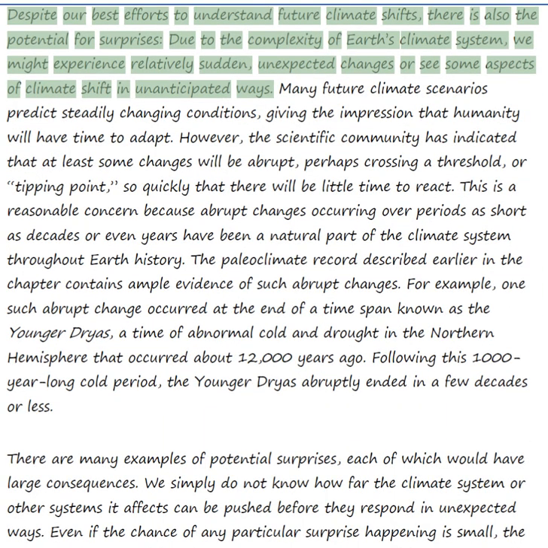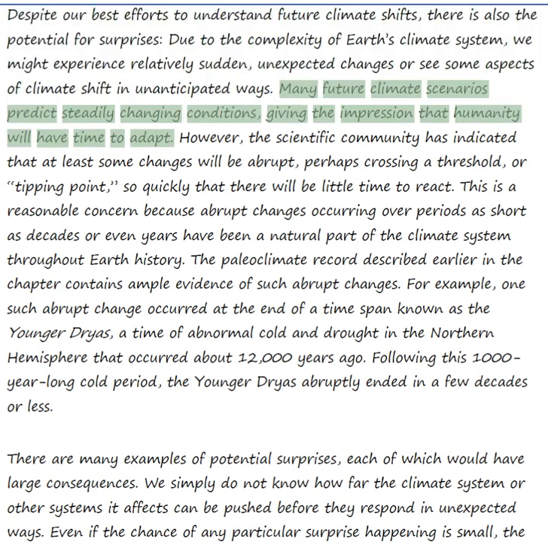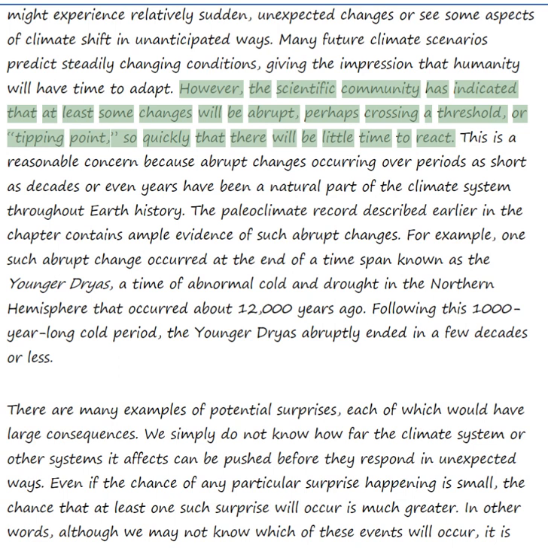Despite our best efforts to understand future climate shifts, there is also the potential for surprises. Due to the complexity of Earth's climate system, we might experience relatively sudden, unexpected changes or see some aspects of climate shift in unanticipated ways. Many future climate scenarios predict steadily changing conditions, giving the impression that humanity will have time to adapt. However, the scientific community has indicated that at least some changes will be abrupt, perhaps crossing a threshold, or tipping point, so quickly that there will be little time to react.